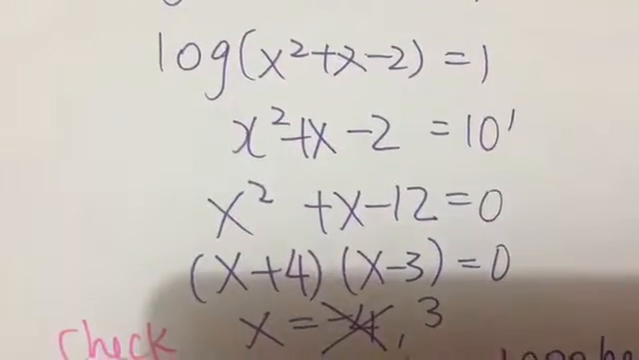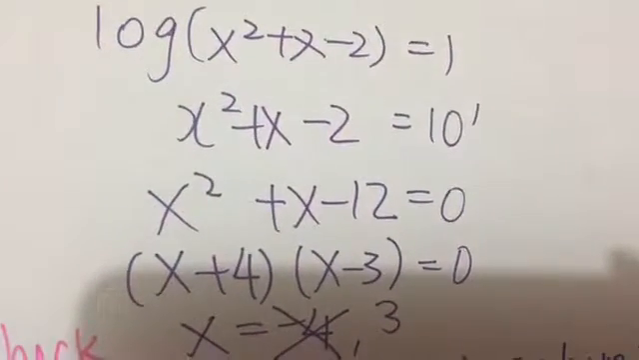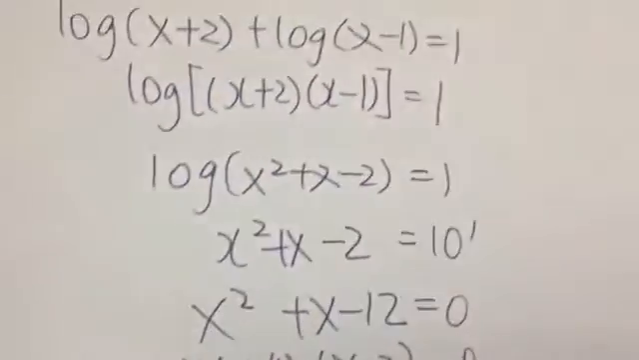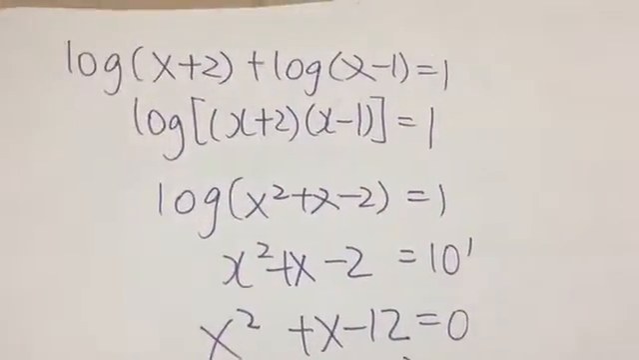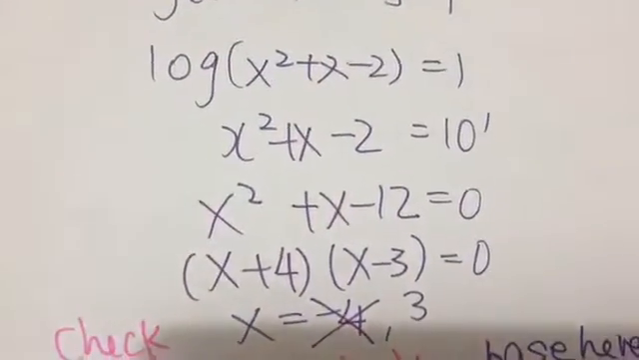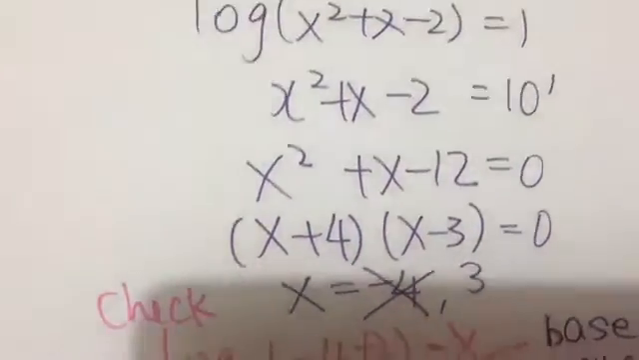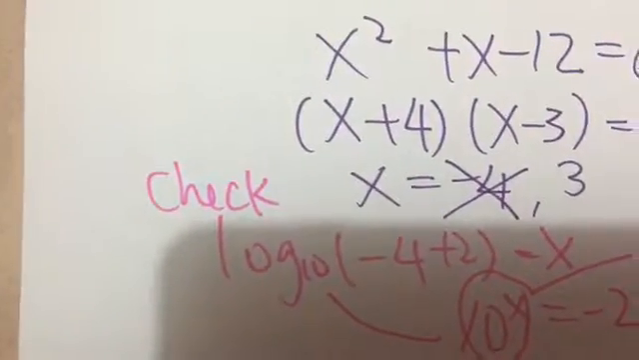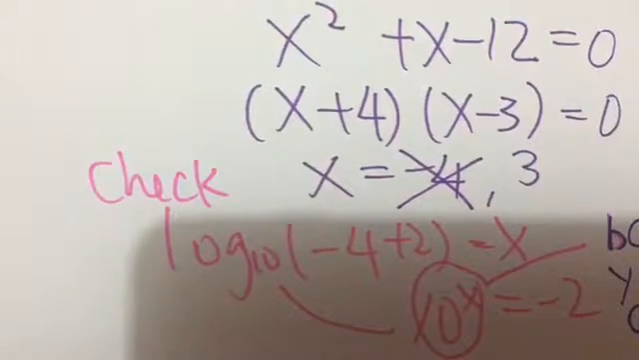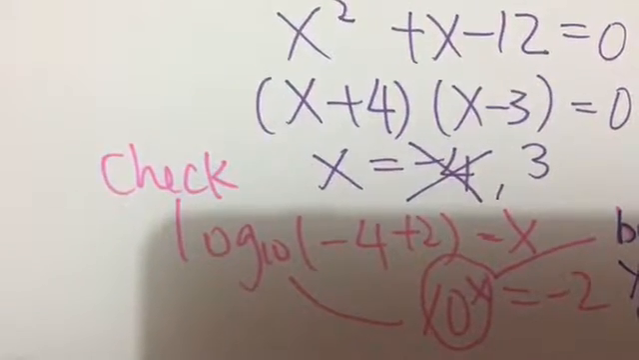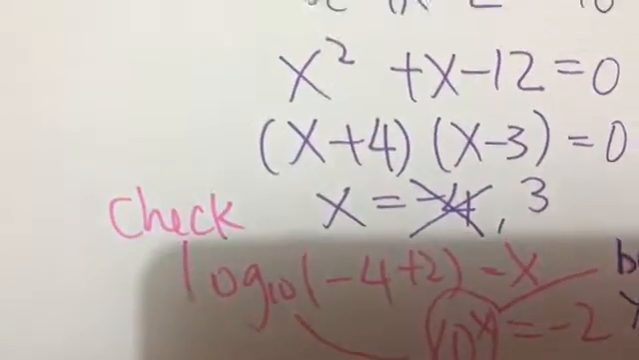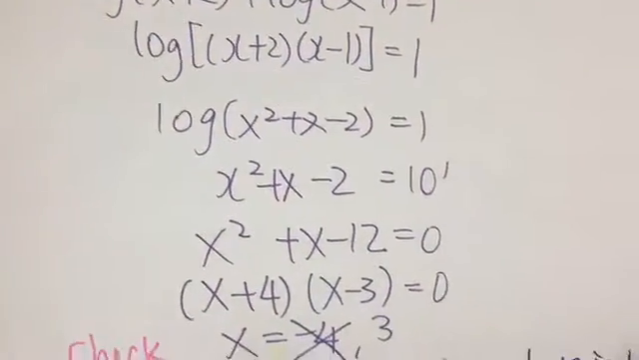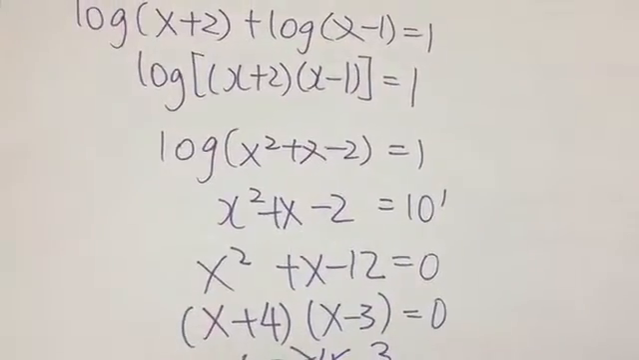Sometimes you may calculate that the answer is negative, but it is not common to have a negative answer in a logarithmic function. You can see the checking here. The base here is positive, and you can't raise any positive base to any exponent and get a negative value. So in here, the negative value is incorrect, so you have to cross out the negative value.